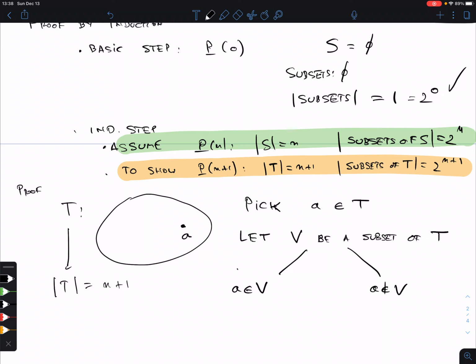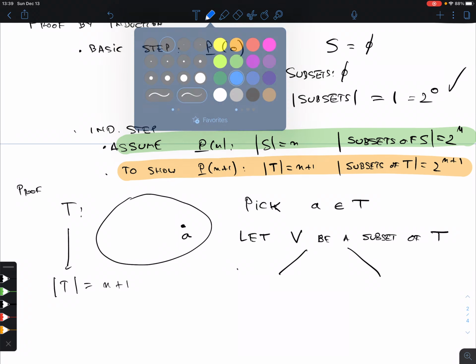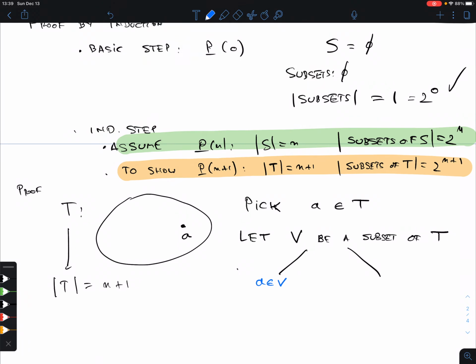So let's look at the first. Let's do this in two different colors so that you can see the two different cases. I want to use blue here. So A lies in V. If I draw this, this is where V lies. And the other, let's do this in purple, is that A does not lie in V. So this would be V. Okay, there are two different locations, right? There are two different sets.